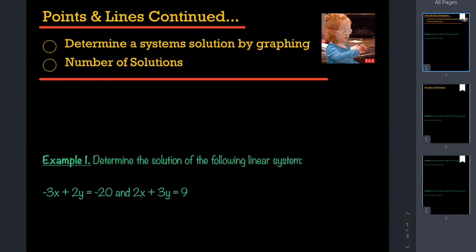the part 2 of 2 of our points and lines here. So we're aiming, in this note, to look at how we can determine the system solution by graphing it, and then how we can determine the number of solutions that two linear equations might share. You might be wondering, well, how can there be more than one? And we'll talk about that towards the end of this note. So hopefully this will be under 20 minutes. Well, let's dive right on in here.